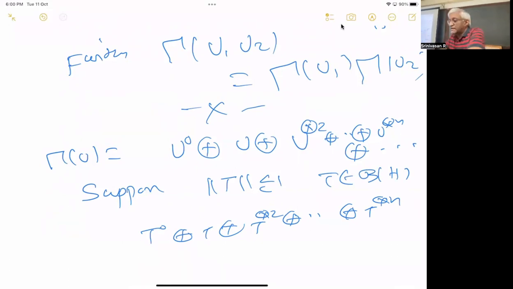So any contraction, you can second quantize like this. Okay. So in particular, you are second quantizing like that. And we defined it on exponential vectors. Okay. You can define it like this also.